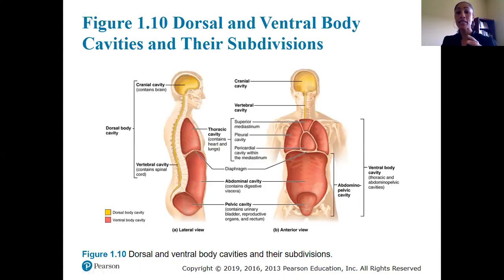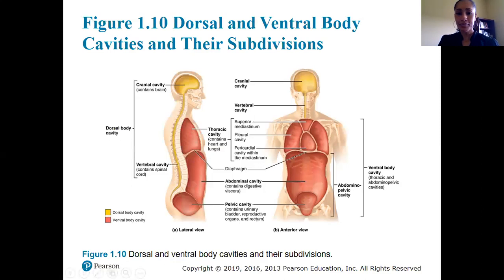And we've got some subdivisions of our ventral body cavities, just like we did for the dorsal body cavity. So the first body cavity in the ventral body cavity will be the thoracic cavity. So we see the thoracic cavity represented here. Here's the anterior view, and then this is our sagittal view of the thoracic cavity. In the thoracic cavity, we have technically three other body cavities.